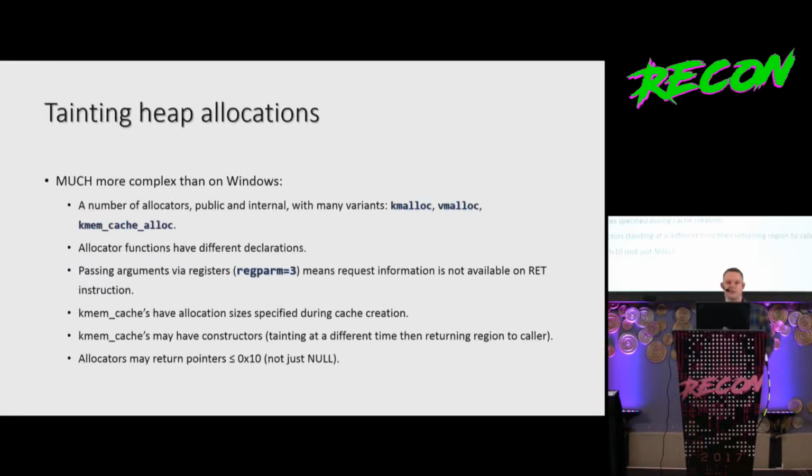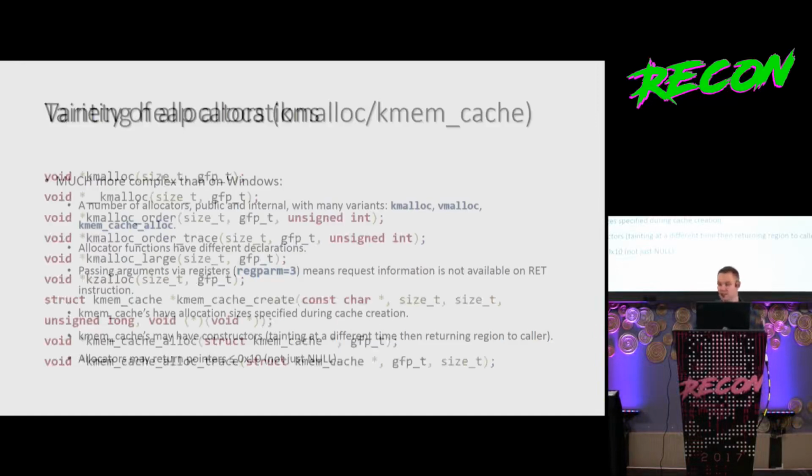So in Linux, when it comes to tainting allocations, it's much more complicated for many reasons. We have more allocators: kmalloc, vmalloc, kmem_cache_alloc. They have different declarations. They pass arguments via registers and not via the stack, which makes it all more complicated. Kmemcaches have allocation sizes specified not during the allocation, but during the creation of the cache. They have something called constructors, which initialize, kind of pre-initialized, memory allocations, for the color and stuff like that. So it's much more complicated.